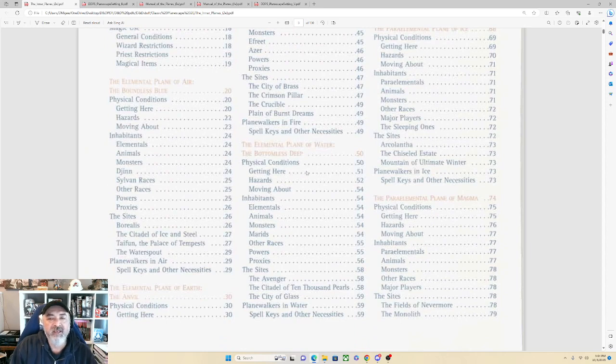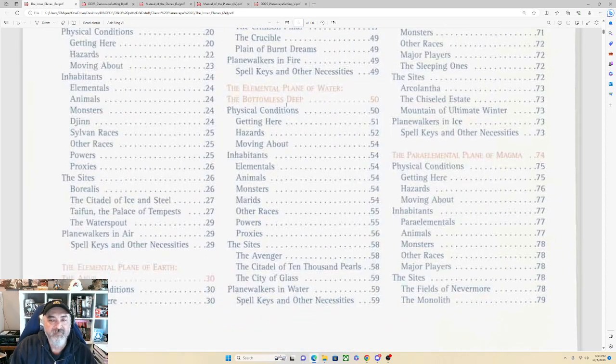The elemental plane of water, the bottomless deep. Physical conditions, what's it like for your players? Getting here, how do they get here? Environmental hazards, how do they get about? What are some of the inhabitants? Elementals, animals, monsters, Marids, which would be the Ifrit.